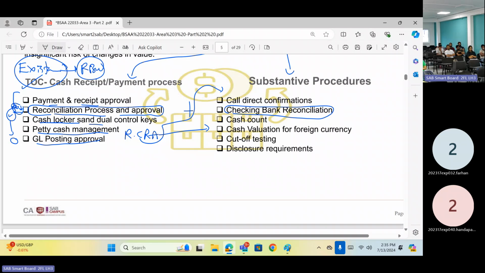If you don't want to do the cash count, you can observe the cash count, which should be done by the manager. And whatever the other balances with banks or the short-term investments, you can call confirmation.